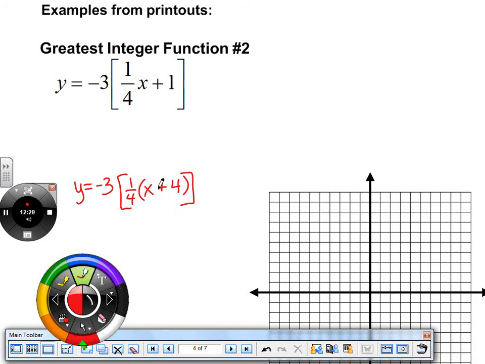All right, so somebody give me the first transformation that we're going to deal with. So horizontal stuff first, and we're going to do reflections, stretches, and compressions before we shift. Good. So it's 1/4, but remember, all the horizontal stuff is a little bit tricky. You always multiply by the reciprocal. So this is a horizontal stretch, which means everything horizontally is actually going to get multiplied not by 1/4, but by the reciprocal of that, which is 4.